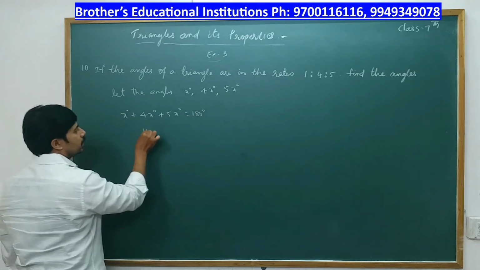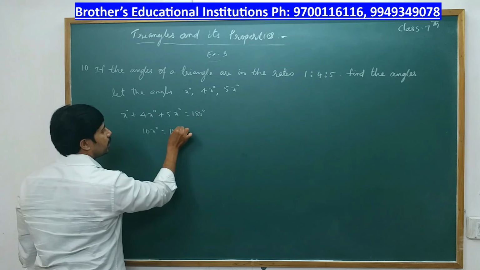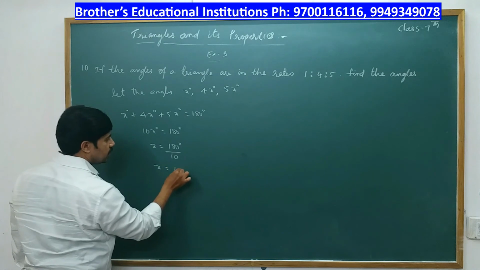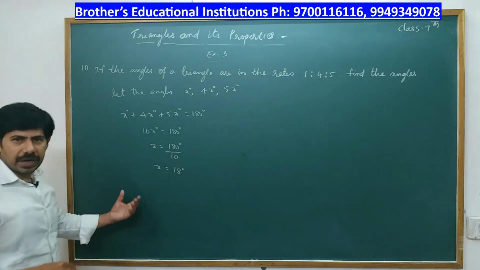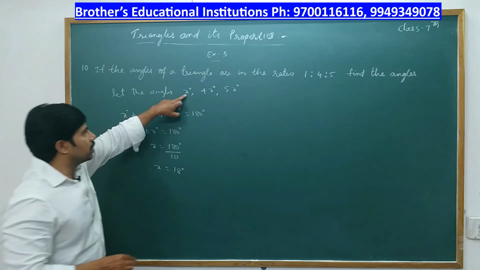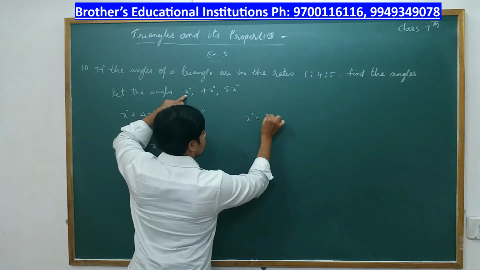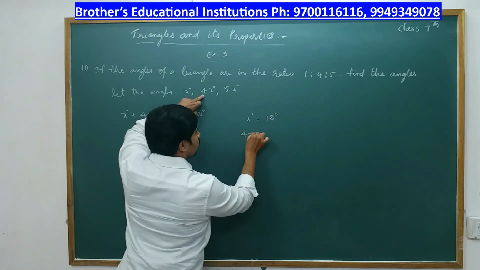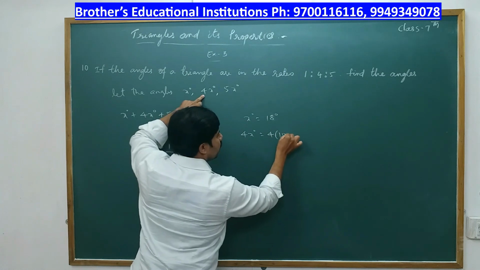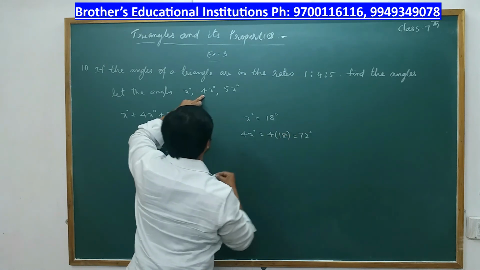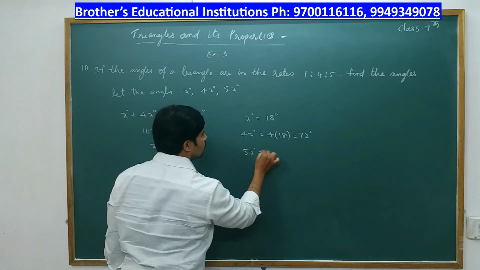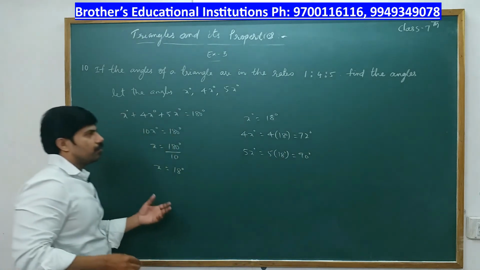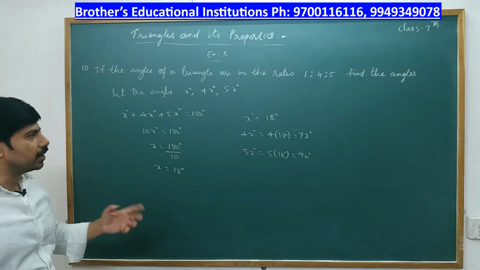So we get 10x is equal to 180 degrees. So x is 180 by 10. So what is x is equal to? We get 18 degrees. Now after getting x as 18, we just substitute back here. So the first angle is x degrees, that is nothing but 18 degrees. The second angle will be 4x, it is 4 into 18 degrees, that is 72 degrees. And the third angle is 5x degrees, it is 5 into 18, that is 90 degrees. So therefore what are the angles? It is 18, 72 and 90. It's completed.